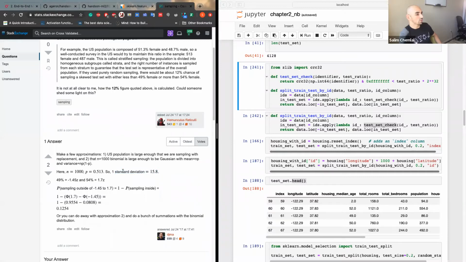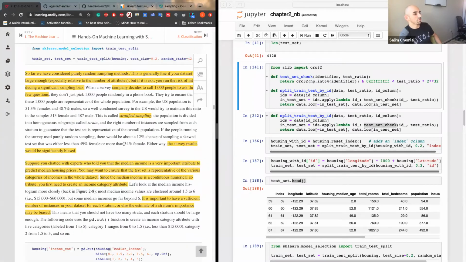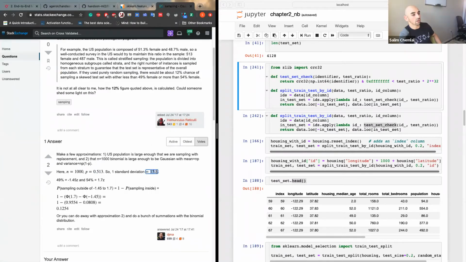Once we have our standard deviation, we ask how much. So for instance, here we do the first one: 540 minus 513. That's 27. 27 over our standard deviation would give us 1.7.